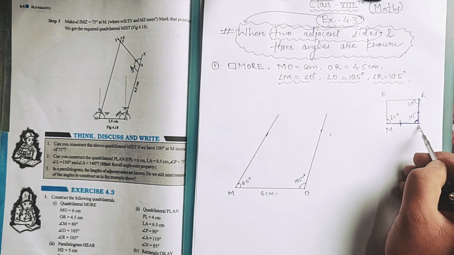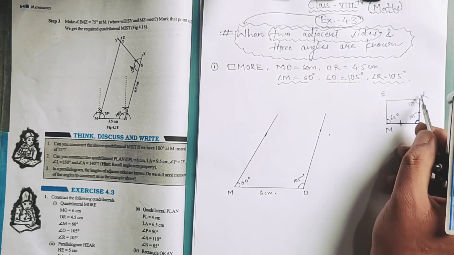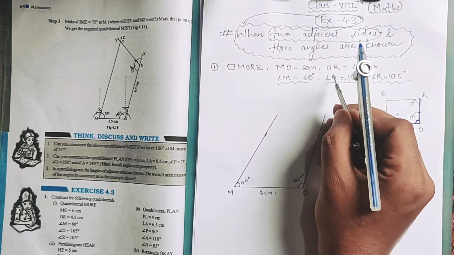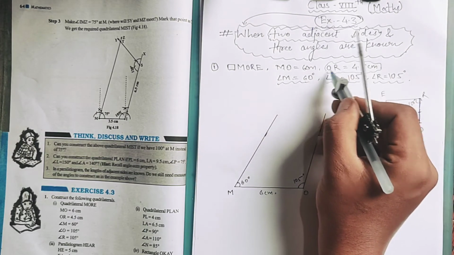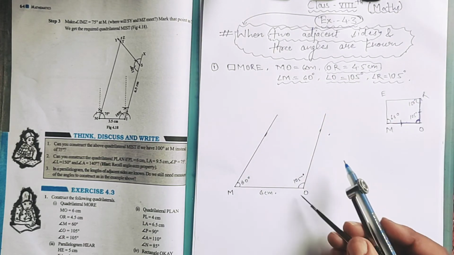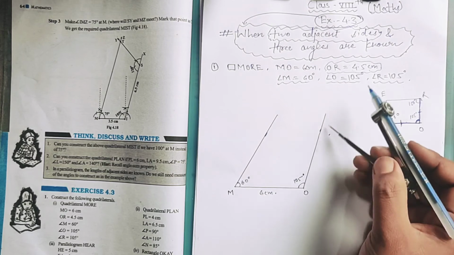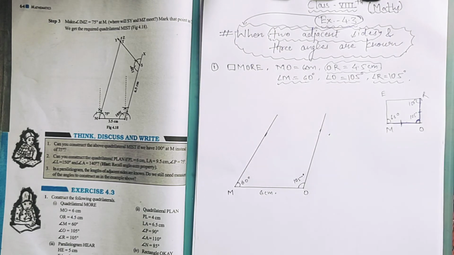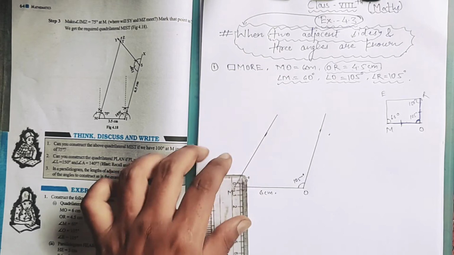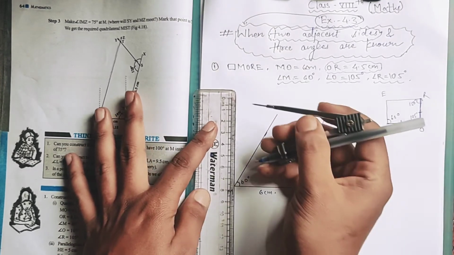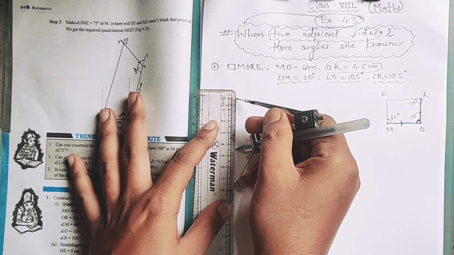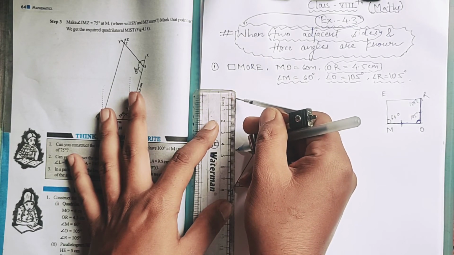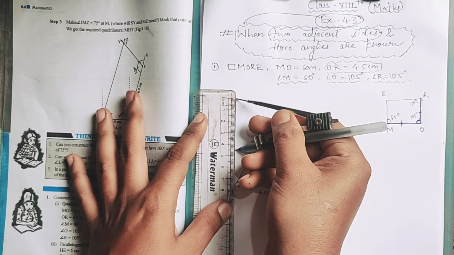So there is O and R. In the rough sketch we can see that there is a side OR, and the value of OR, that means the distance from O to R, is 4.5 centimeter. O is there and R is somewhere on that side. So we have to make a measurement of 4.5 centimeter with the help of the scale in our compass. 4.5 centimeter is there now.